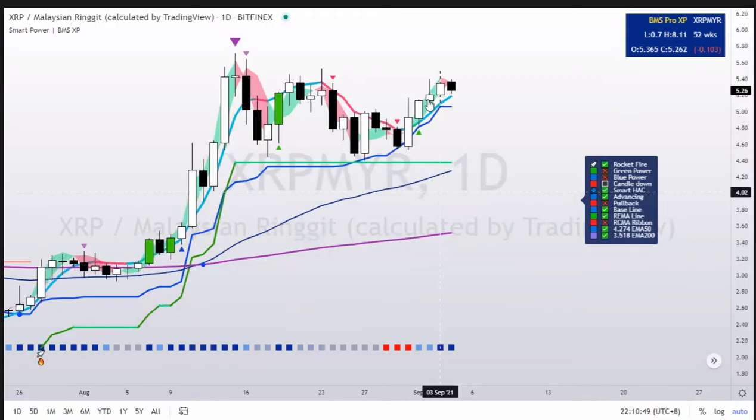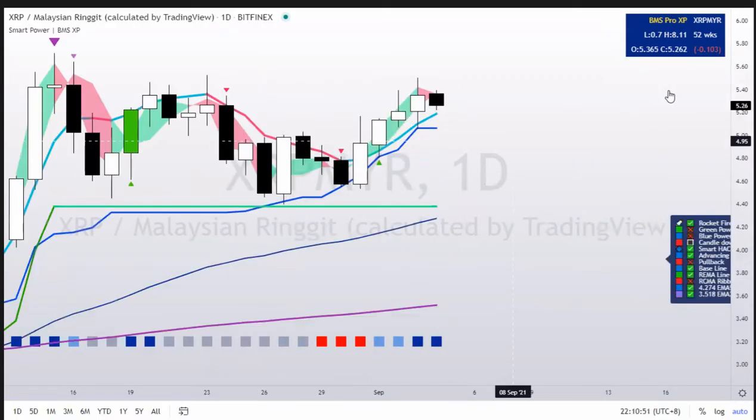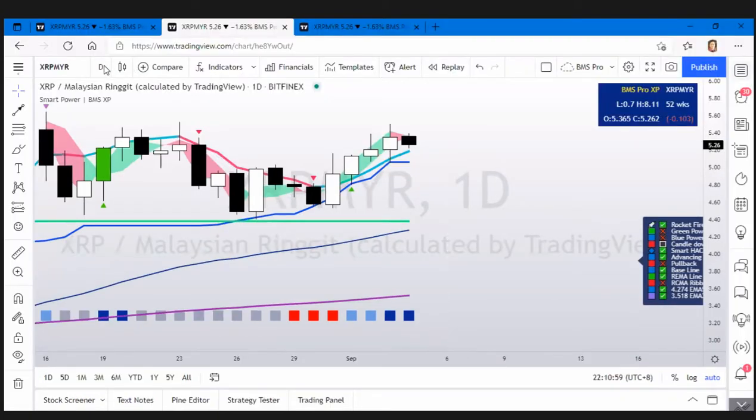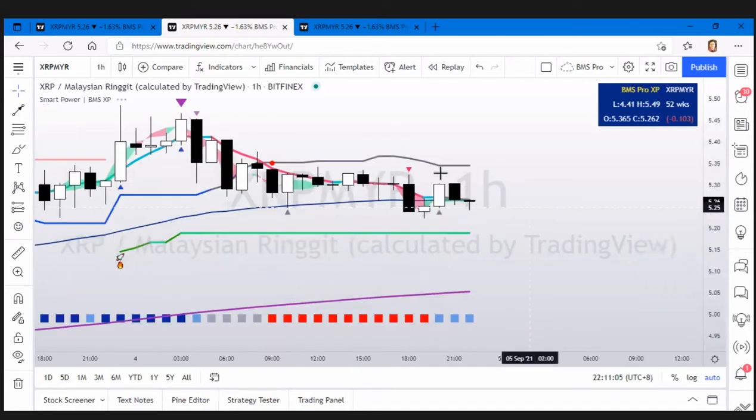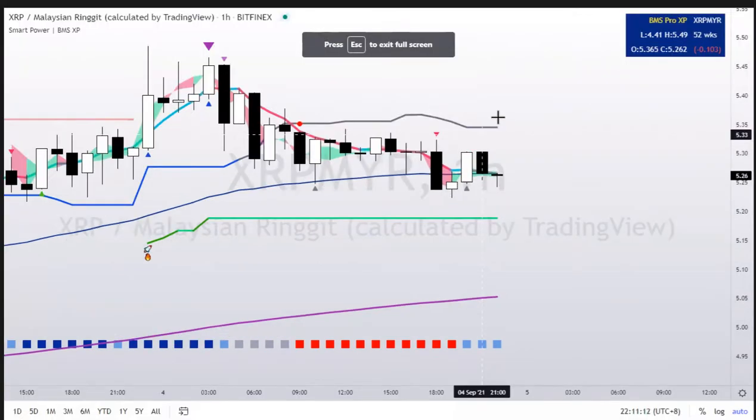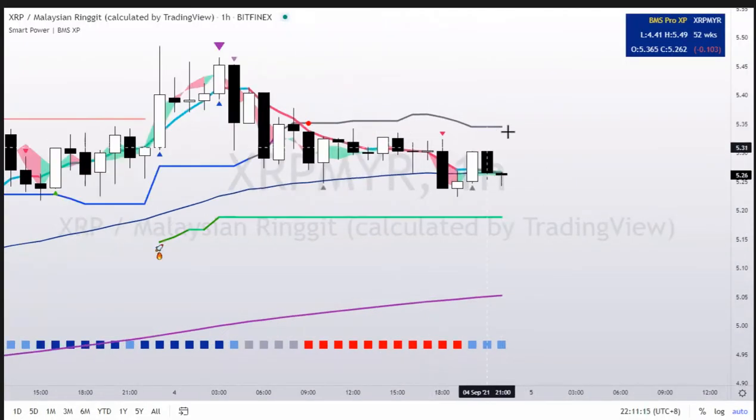Like this market now, it is going through a pullback. This is the day chart, and it's going through a pullback now. You can see on the 1 hour, the price is still below the baseline.